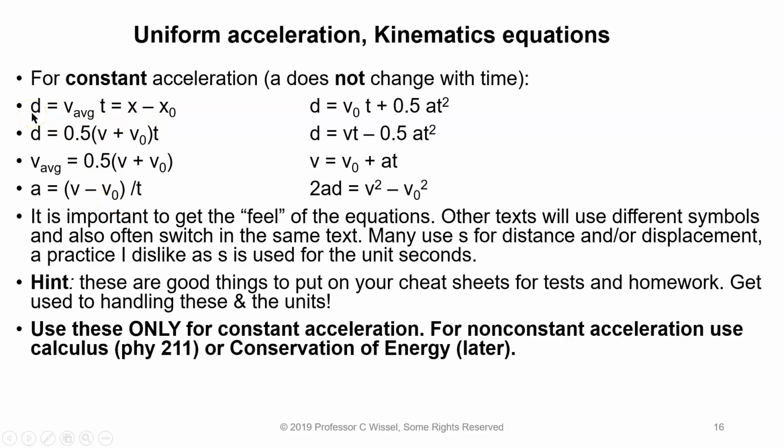Now, notice that these symbols might be different than the ones in the book. Everybody uses different symbols. Some people use D, some people use S, some people use X, some people use delta X. They use all these different symbols, okay? And there's nothing I can do about that. You have to get the feel of the equations. Other texts will use different symbols and often switch even in the same text. Many use S for distance and or displacement. In practice, I don't like that, because it gets confused with the units seconds. You know, all of these things have meters per second. You get that confused with this or that. If this is an S, it gets very confusing.